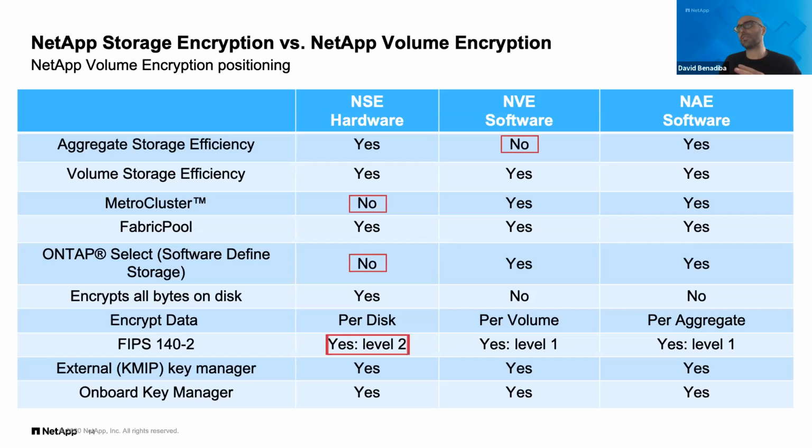We also have MetroCluster, which is only available for software-based encryption. We have software-defined storage also, which is only available for software-based encryption. So whether it's ONTAP Select or ONTAP in the cloud, Cloud ONTAP, you can use software-based encryption using an external key manager. And we have something else which is interesting, the level of compliancy. With both hardware-based and software-based, we are responding to FIPS 140-2. But with hardware-based, we go a step further, where we also support level 2 of this regulation.